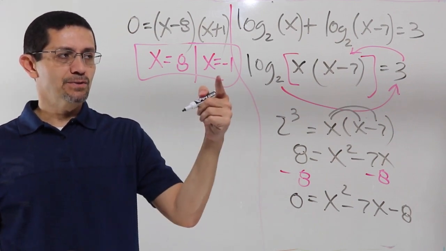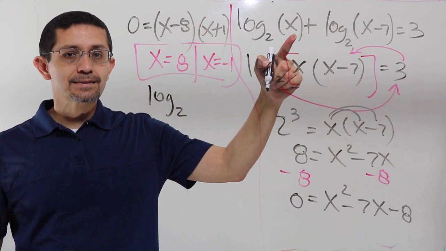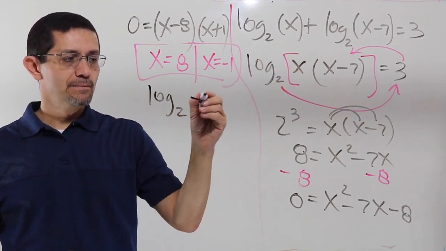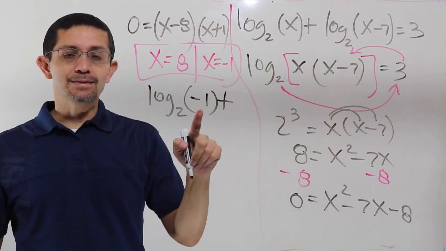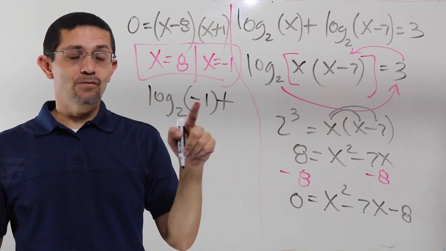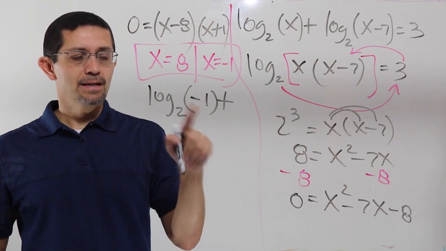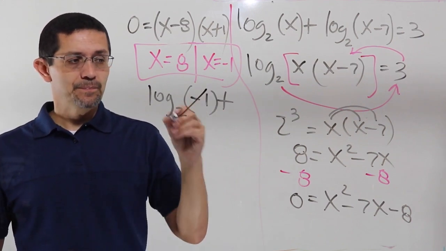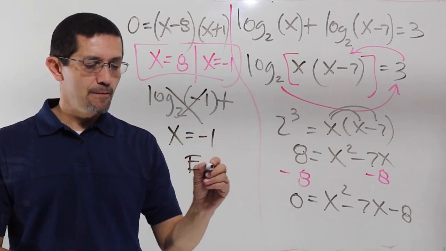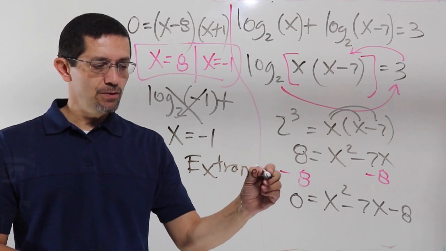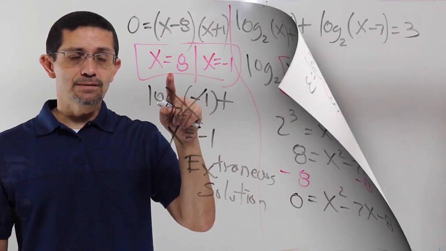Let's check x equals negative 1 in my original. So I have log base 2 of x, but x is negative 1, plus, and I need to rewrite everything else. But now I can stop here. Can I have a log of a negative number? No, it's impossible. You cannot have a negative number as a log. Therefore, this is not possible. Therefore, that answer becomes an extraneous solution.